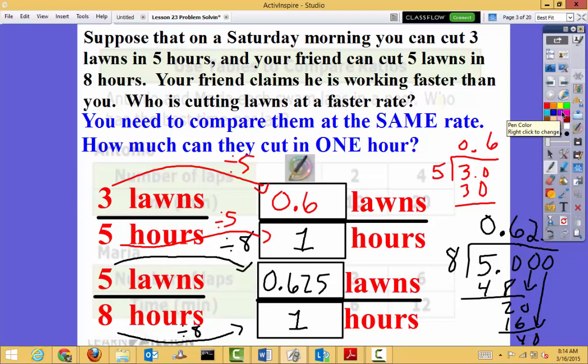So now I can ask myself, who can cut more in 1 hour? Who is cutting faster? Well, this person is only cutting 0.6, this person is cutting 0.625, so this person is going to be cutting at a slightly faster rate.